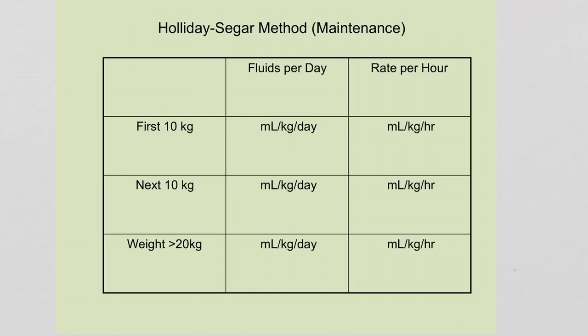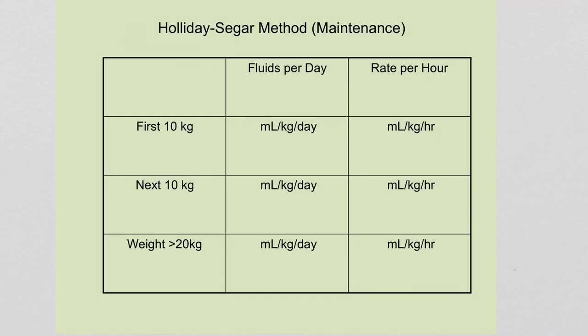One of the most common methods of calculating is called the Holliday-Segar method. This has some cool science behind it, which I can give you for reference. You'll hear this called the 4-2-1 rule, but it's a little bit more complex than that. It is a really nice shortcut, and this is how most residents here at Rush and in a lot of hospitals calculate maintenance fluids. You can also use body surface area if you want.